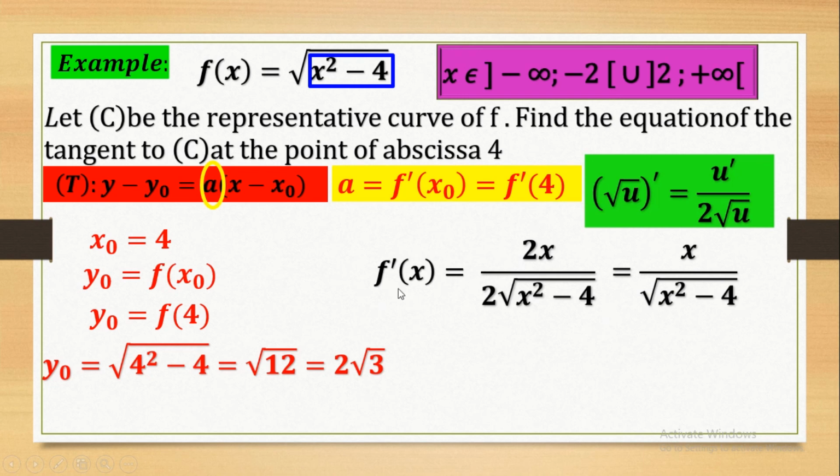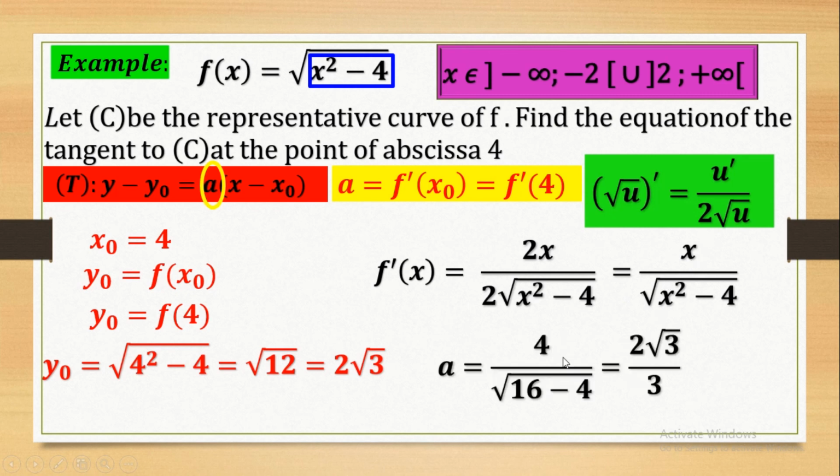We needed to find it in general, and now we can calculate the slope a at x equal 4, which is f prime of 4. Now we can replace x by 4 in this derivative. So a is equal to x, which is 4, over radical x squared minus 4, which is 4 squared, meaning 16 minus 4. When we solve it, we get a equals 2 radical 3 over 3.